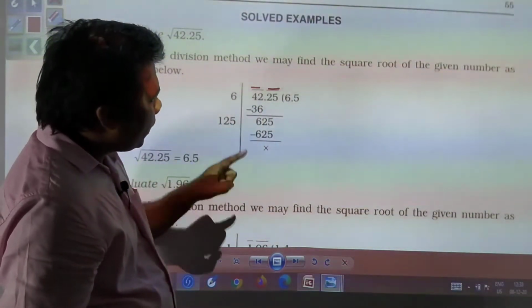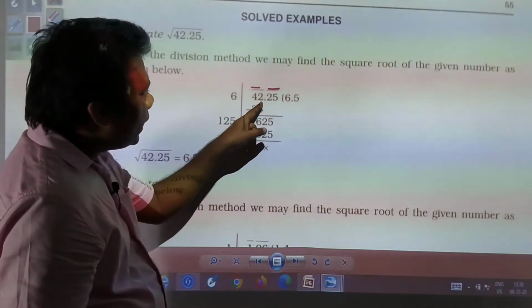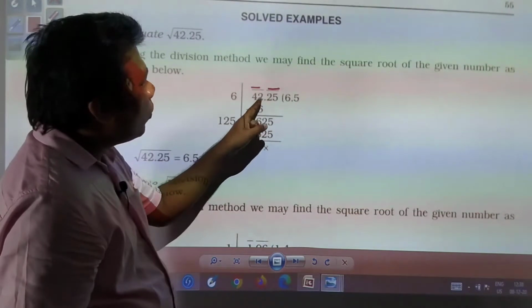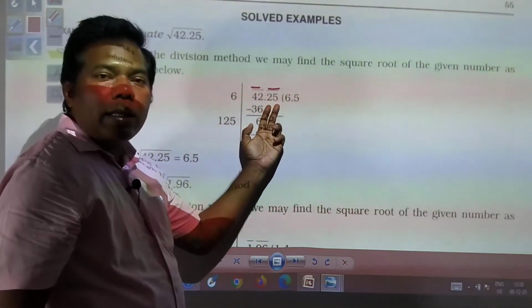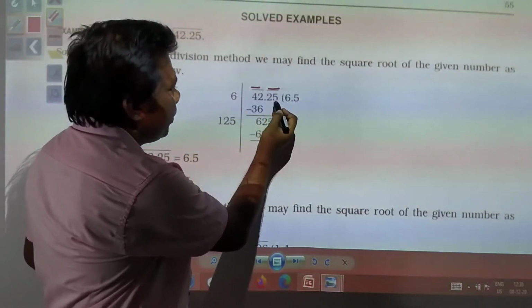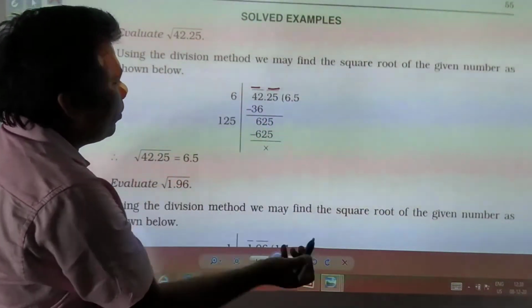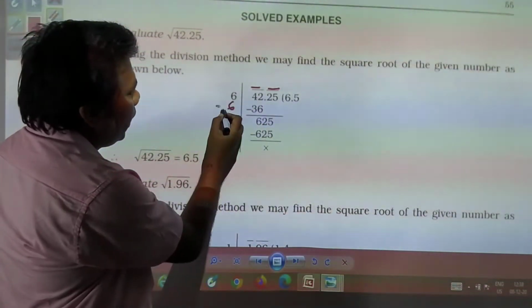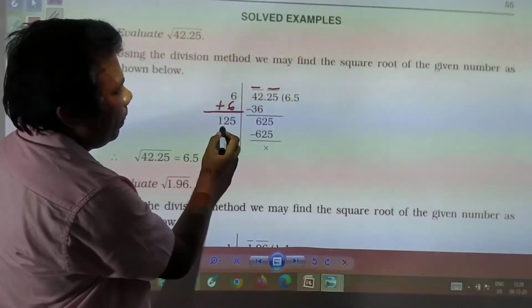Now we need to subtract. After subtraction you have got 6. Now this integral part, or whole number, has been exhausted, so we need to put the decimal over here. The next pair is required to be taken down. So the next pair, 25, has been taken down. Now here the same thing will be applied. This 6 is required to be written over here and added. So you have got 12.